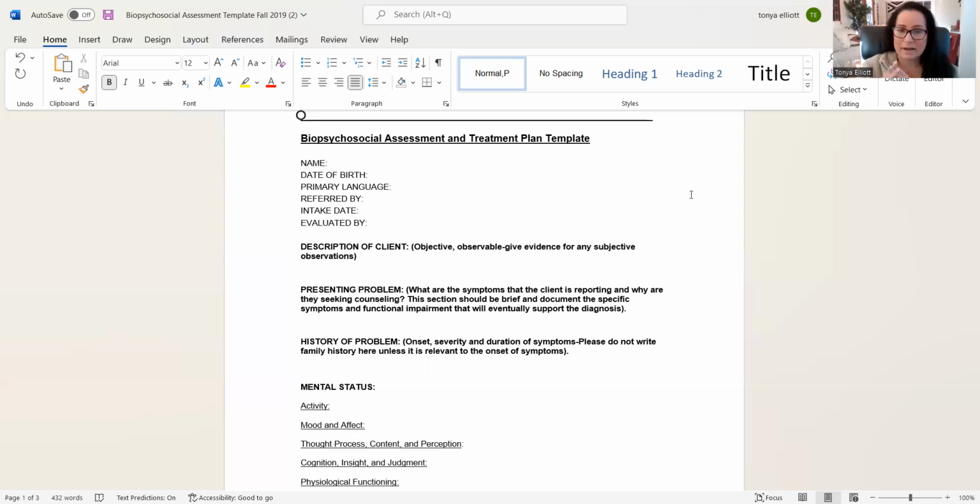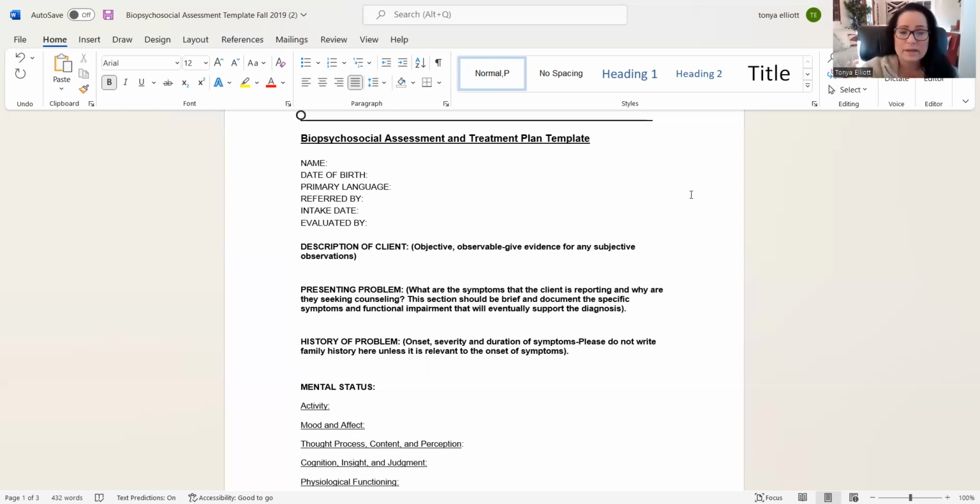Obviously not everyone is going to have all of the symptoms, but following 5 out of 7 or 3 out of 8 or whatever that diagnosis requires, make sure that those symptoms are actually listed here and that you actually have evidence in behavior of those symptoms. Okay.